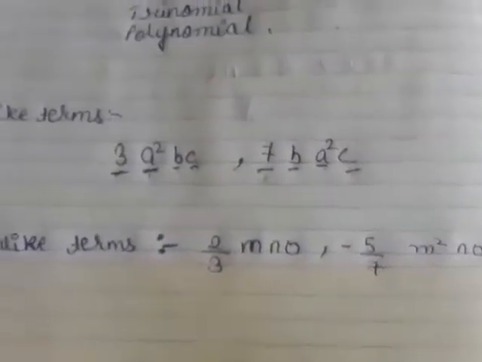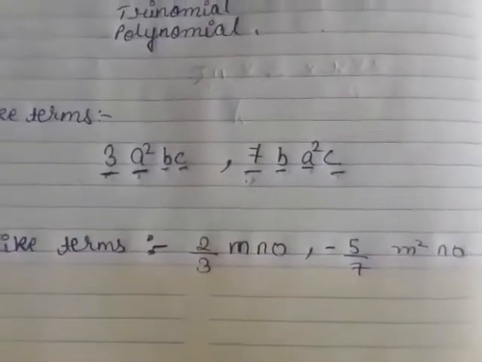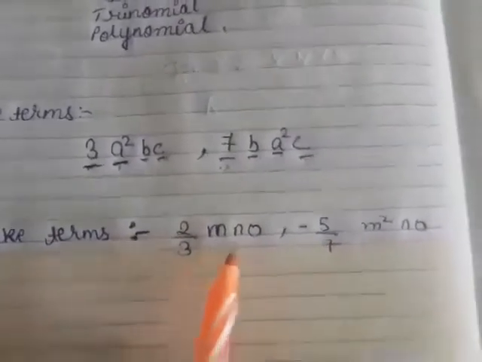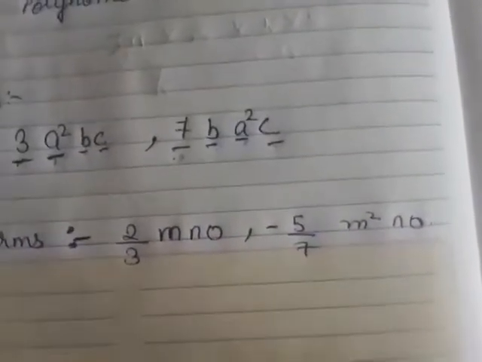What do you mean by unlike terms? Unlike terms means if there are two or more terms and the alphabets present in both are the same but there is a difference in their power. These are the unlike terms.